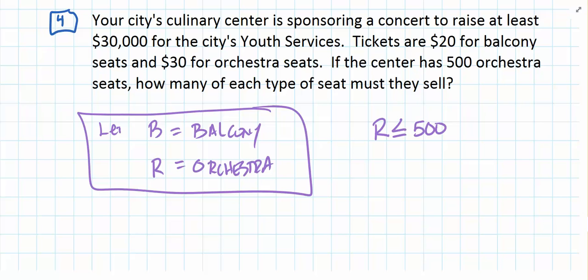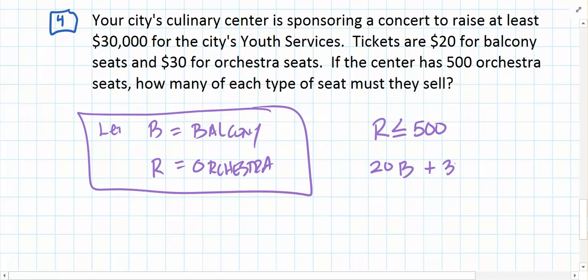20B plus 30R: $20 for a balcony seat plus $30 for an orchestra seat. That's a good thing we used R, right? For an orchestra seat, the total has to be at least how much money? So greater than or equal to $30,000, right?